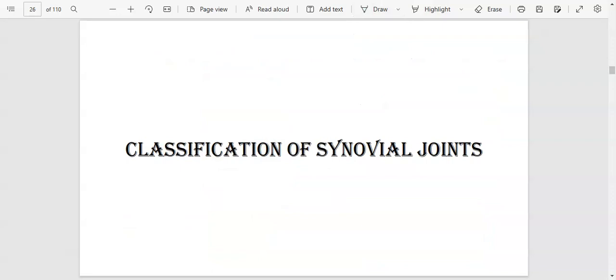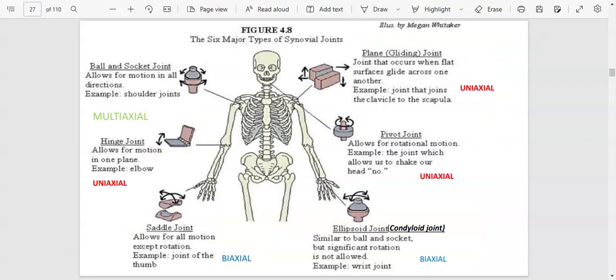Now, how do you get to classify synovial joints? So synovial joints are going to be classified into six different classifications. We're going to have a ball and socket, like the one which is found on the shoulder. So the ball and socket allows motion in all directions, and that is why it is referred to as multi-axial. You can turn your hand in any direction on the shoulder. So that is a synovial joint, multi-axial.